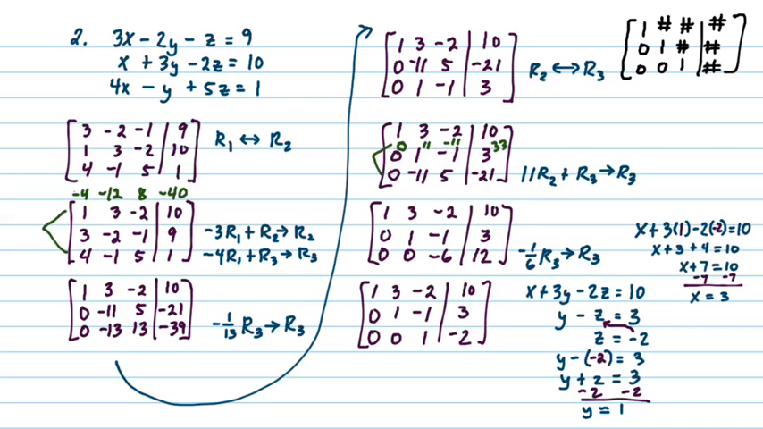So our final answer we write as an ordered triple, and it's going to be 3, 1, negative 2. You want to make sure you put those in the correct order. This is an ordered triple, and so the order does matter. The first value should be your x value, the second value your y value, and the last value your z value.